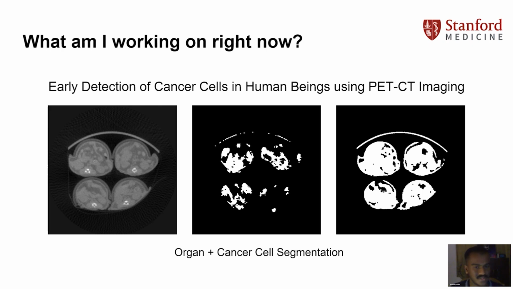So you can see that it's a four bed PET-CT imaging output that you see over here, which I am highlighting right now with my cursor, and which means there are 4 mice over here, right? And you use this image to segment out organs and cancer cells from this internal structure, right?